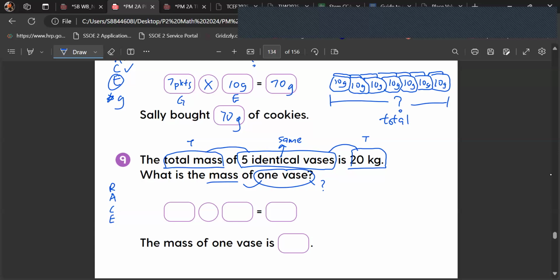I have my 1 bus, 2 bus, 3 bus, 4 bus, 5 bus. Oh, they're supposed to be identical. So we need to draw a bit more, more like each other. 1, 2, 3, 4, 5. Okay, almost the same. Now, all of them together is 20 kilograms.